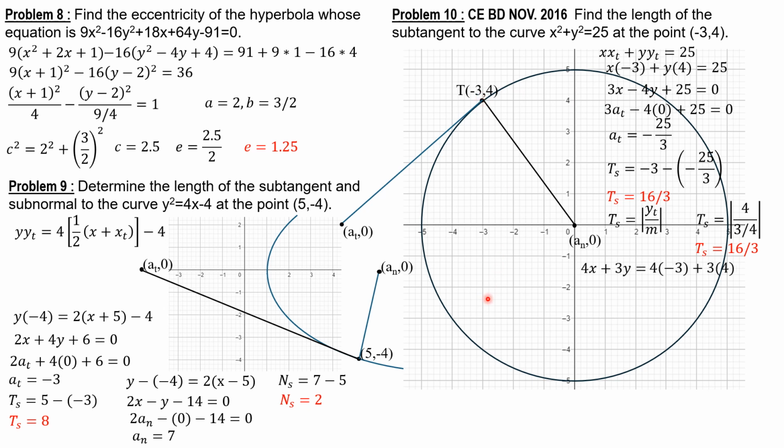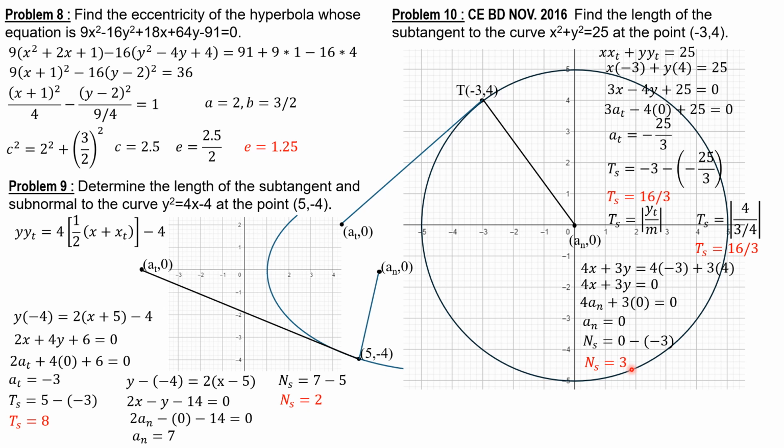4x plus 3y equals 4 times x_t, and x_t is -3, plus 3 times y_t, which is 4. The right side is 0, so that proves that this is really at (0, 0). So 4x plus 3y equals 0. So substitute x for a_n, y equals 0: 4a_n plus 3 times 0 equals 0, so a_n is indeed 0. Therefore, the length of the subnormal, which is this horizontal projection of this normal line, is 0 minus -3, and that is 3. So the length of the subnormal is 3 units.